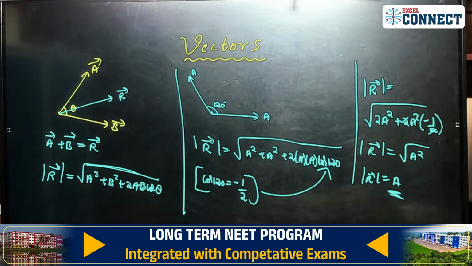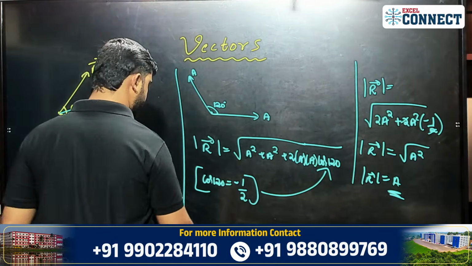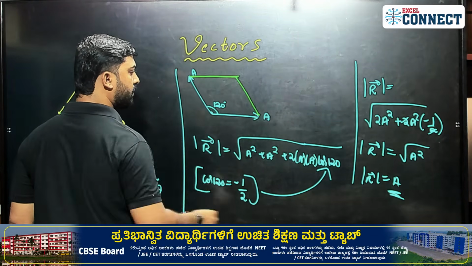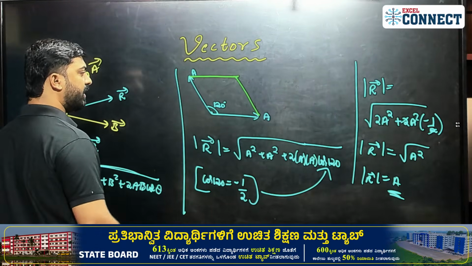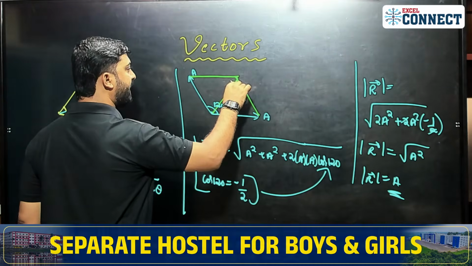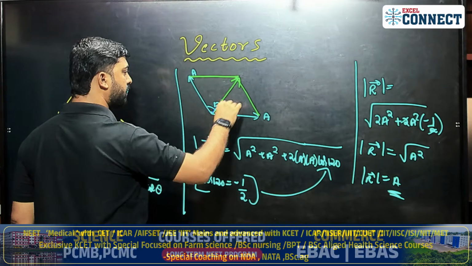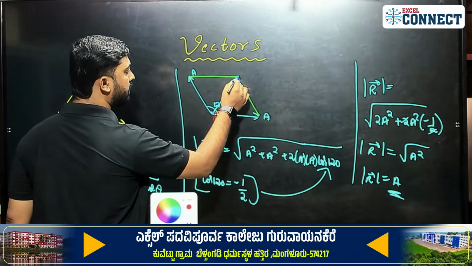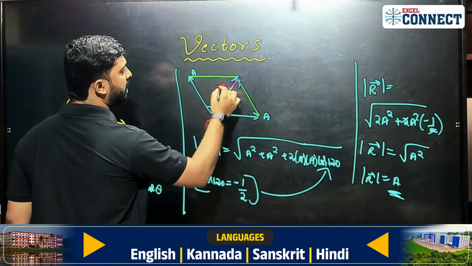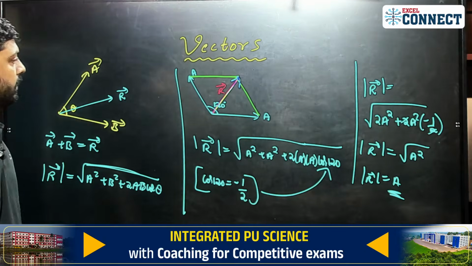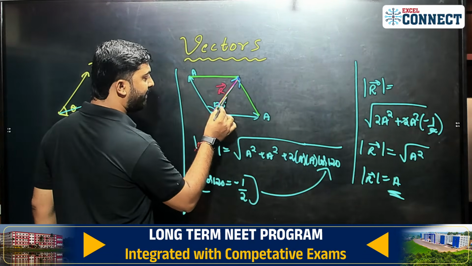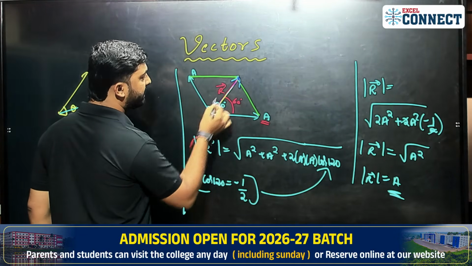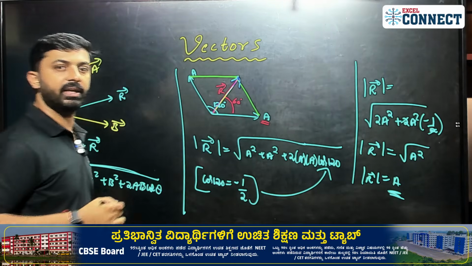Yes, magnitude of resultant vector is a, and where will be the R? R will be the diagonal here. This is R vector, and this R will make an angle of 60 degrees. When both magnitudes are same, this will be exactly in the middle of these two vectors. You have to remember that. Okay.